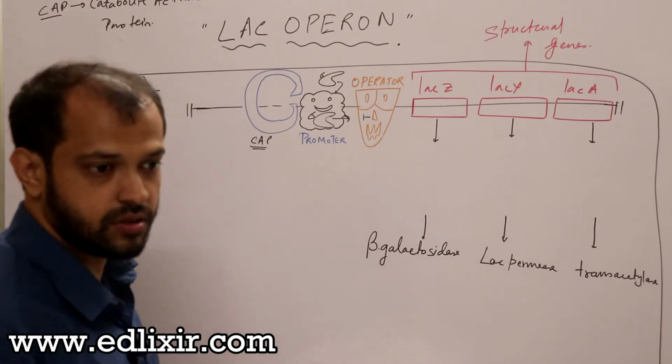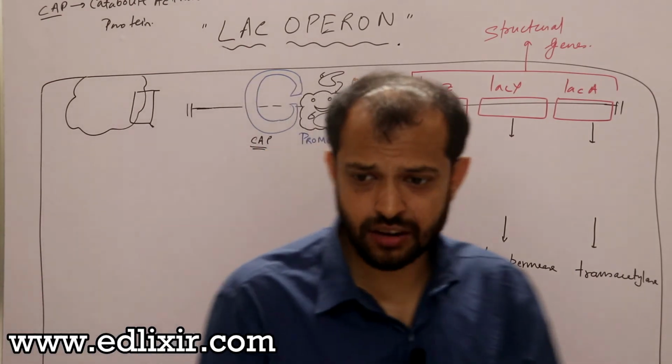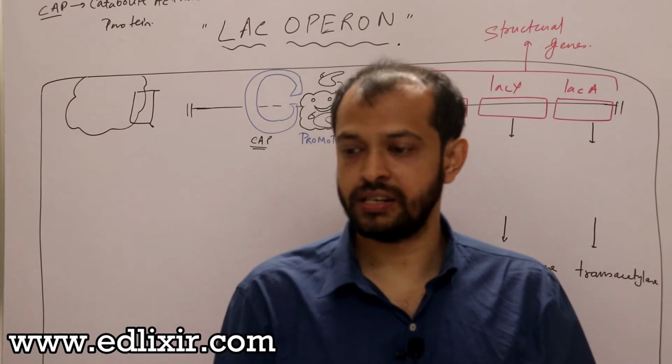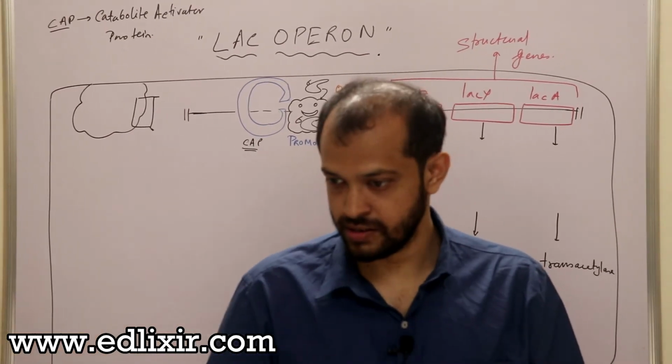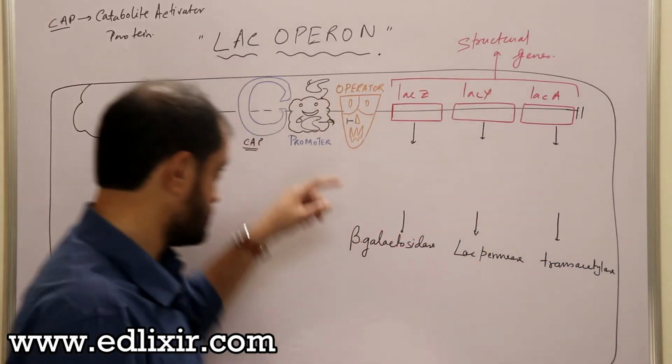Now who is giving this inhibition? Now listen, the operator is actually a region of DNA. How can a region of DNA inhibit an enzyme associated with DNA? It cannot. Listen, I am telling you again.